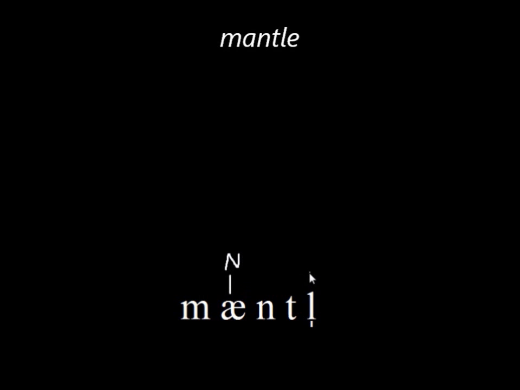First we identify the nuclei, and then we gather as many preceding consonants to form valid onsets. T is not a valid onset, but t is. N becomes the coda. And this is how you syllabify the word mantle.